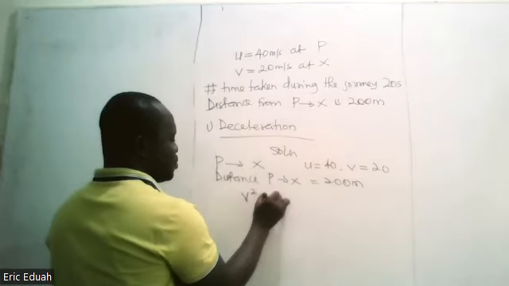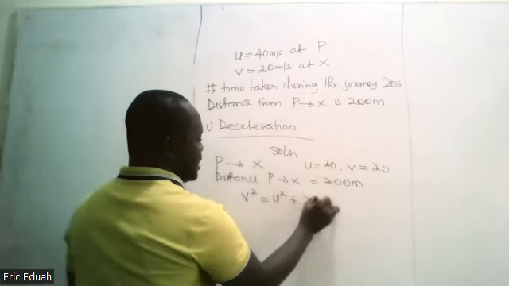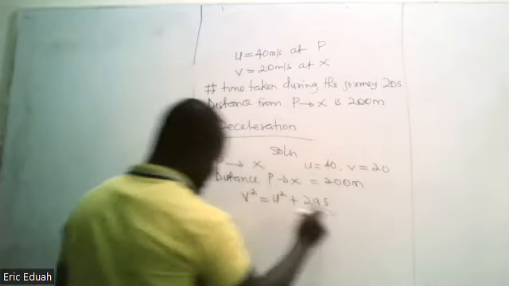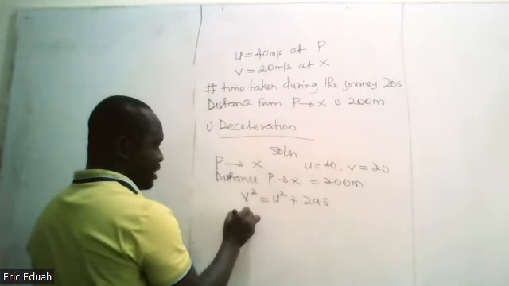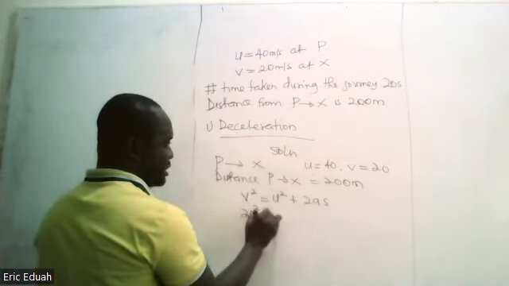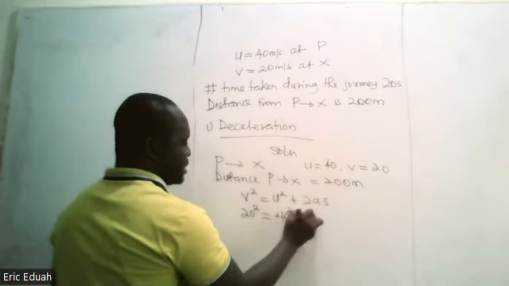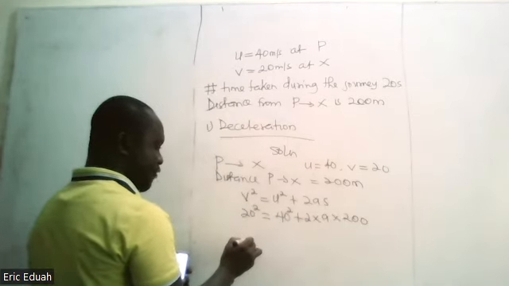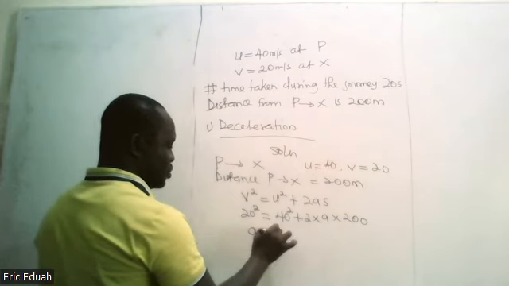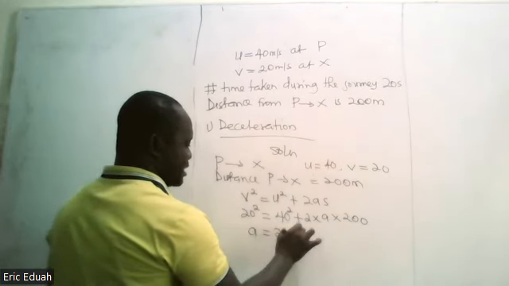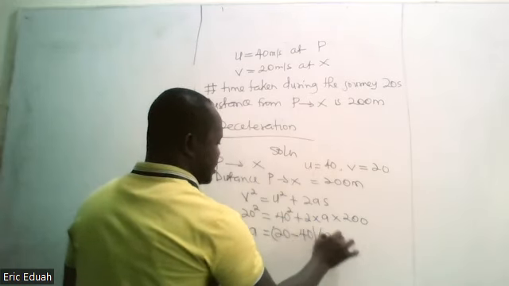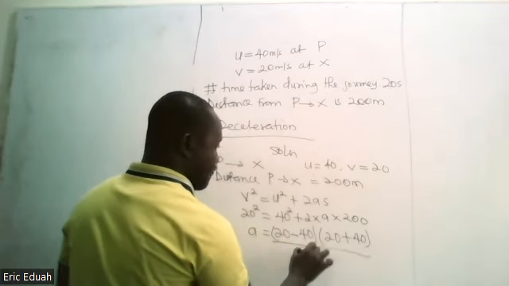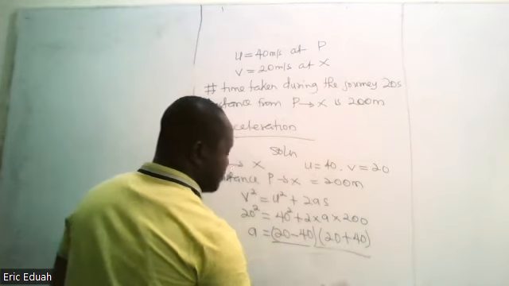So using V squared is equal to U squared plus 2AS, we can find this because we have U, we have V, we have S. So let's put in our values. 20 squared is equal to 40 squared plus 2 times A times 200. Therefore, A would be equal to 20 minus 40 times 20 plus 40, all divided by 400, or 2 times 200.